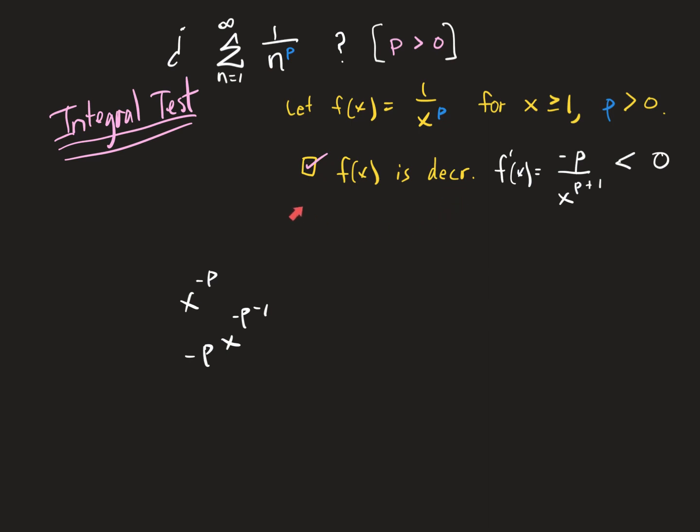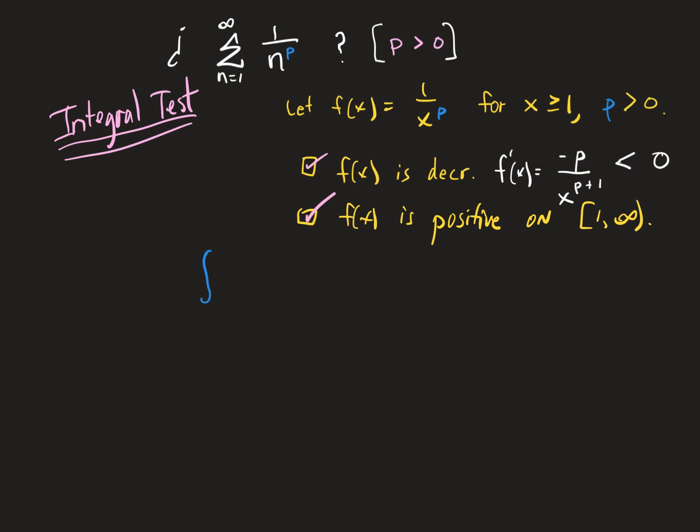All right, next thing to check. Show that the function is always positive for x values bigger than or equal to 1. Well, that's pretty obvious since x itself is positive and p is positive. Clearly, this will always be positive. We can just check that. All right, time for the integral test.